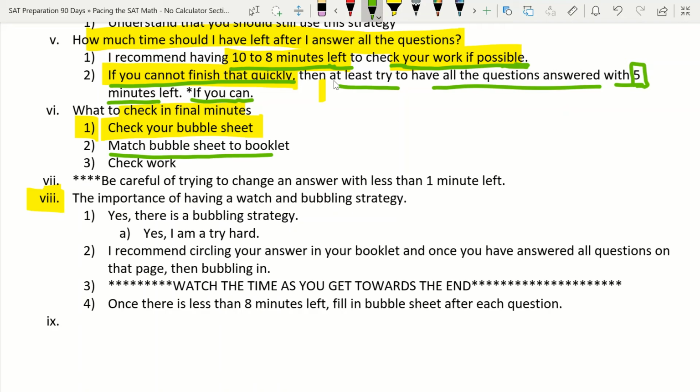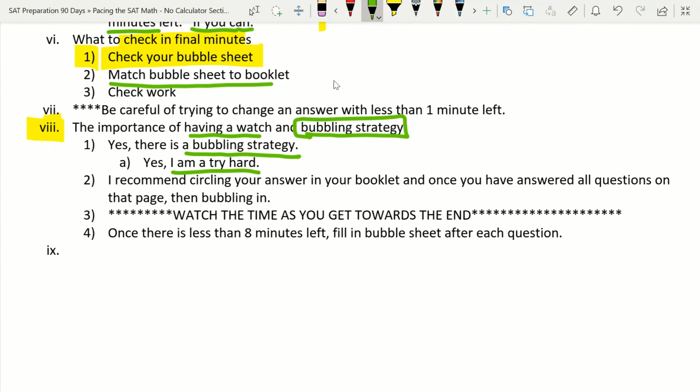Well, if we look at number 8 here, I say the importance of having a watch and bubbling strategy. So I want to cover bubbling strategy real quick. So yes, there is a bubbling strategy that I use and that I recommend people use. And yes, I am a try-hard with the SAT math section. I even have a bubble strategy, right? No, most people don't have a bubbling strategy. I do. So here's what I recommend for my bubbling strategy, and I'll explain why as well.